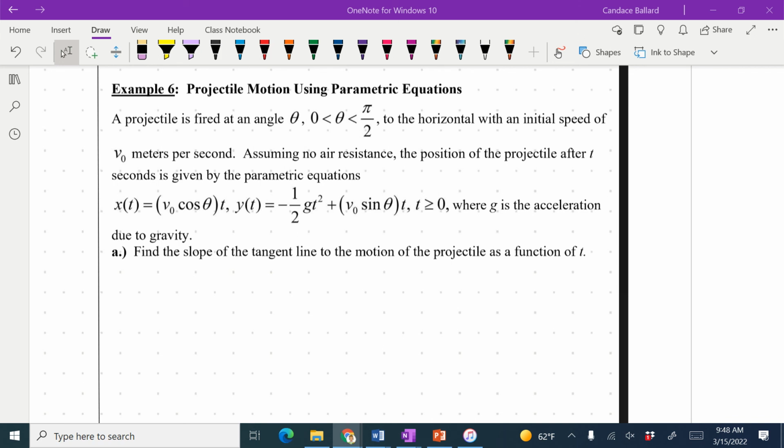So we've got this projectile fired at an angle theta, where it's between 0 and pi over 2, to the horizontal with the initial speed of v sub 0 meters per second. So v sub 0 is our initial speed. Assuming no air resistance, the position of the projectile after t seconds is given by the parametric equations. x of t equals v sub 0 cosine theta times t, and y of t equals negative 1/2 g t squared plus v sub 0 sine theta times t, where t is greater than or equal to 0.